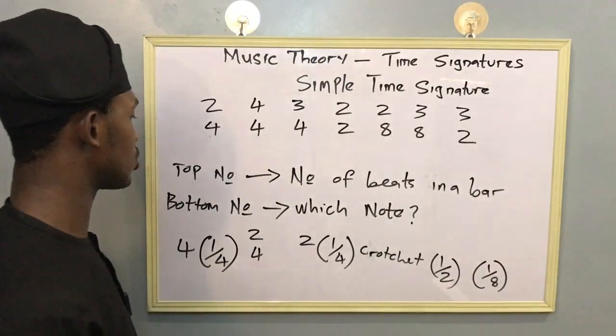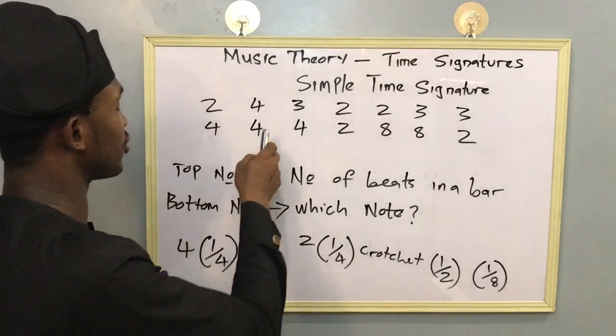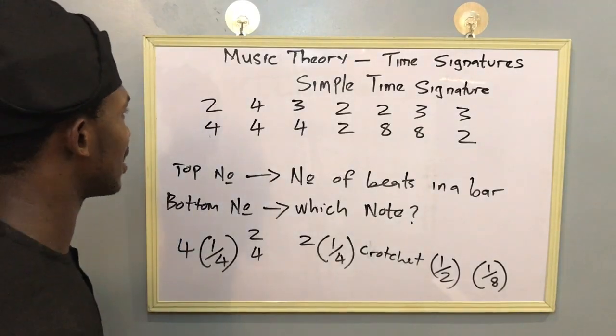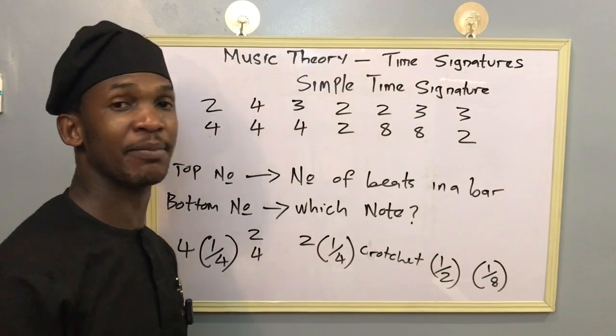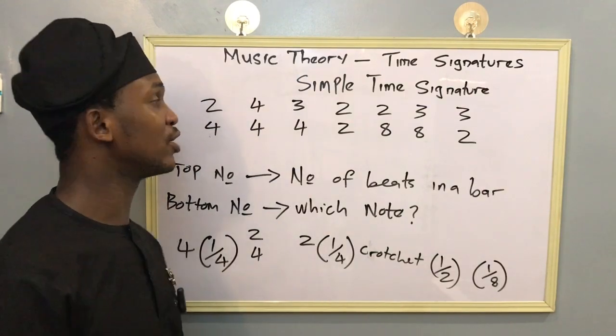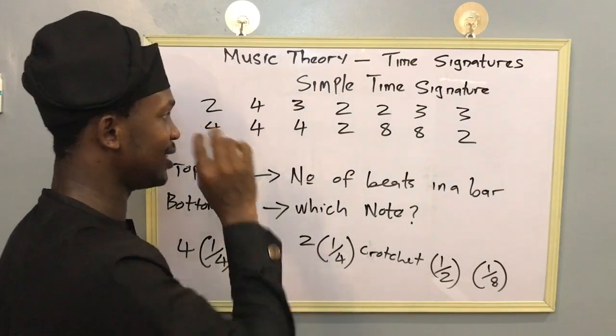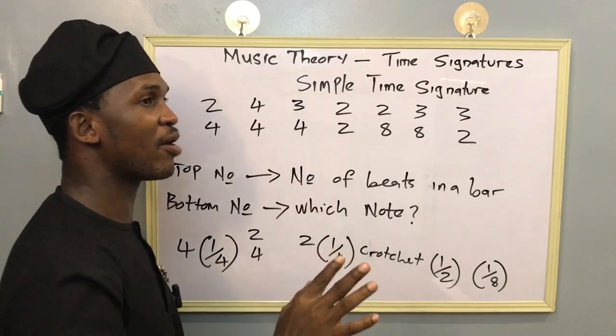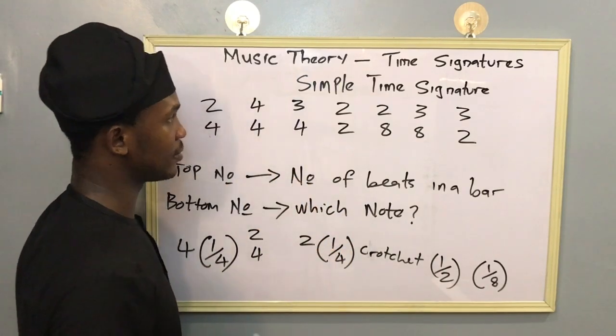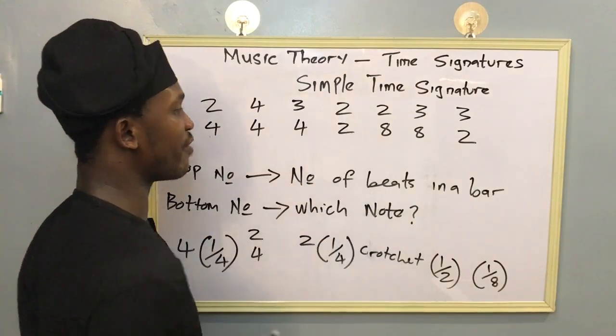So 4/4 means what? 4 crotchet beats in a bar. 3/4 means 3 crotchet beats in a bar. It's important for us to know this. So immediately you see the time signature, you can know that, okay, this is the number of beats per bar. All right. So 2/2 means 2 quaver beats in a bar.